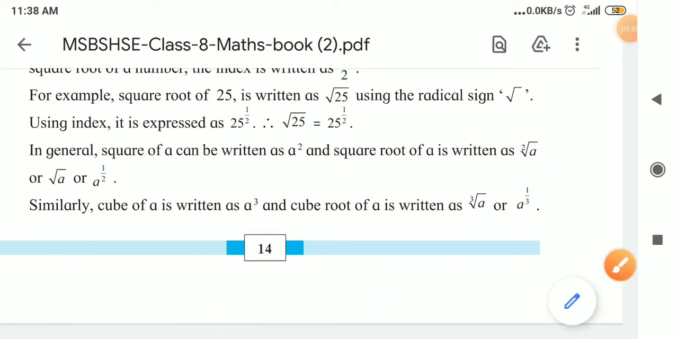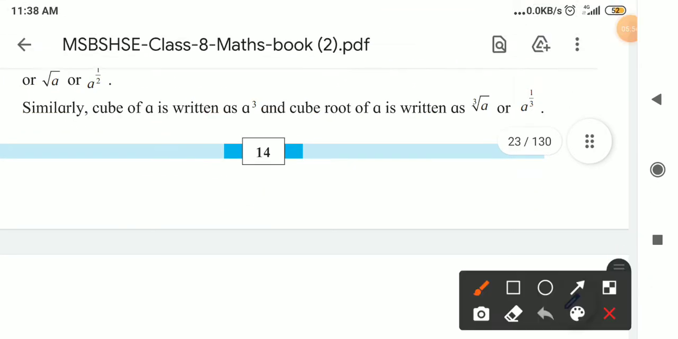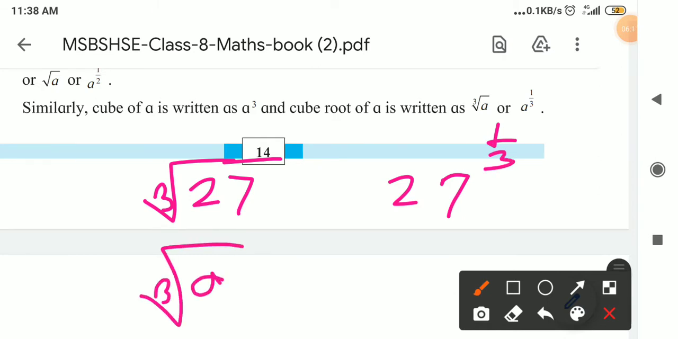Now similarly cube, that is about the square. So how can we write the cube root? For example, the cube root of 27. We can write this in this way also, 27 raised to 1 upon 3. The cube root of a means a raised to 1 upon 3. Okay, so in this way you can write it.